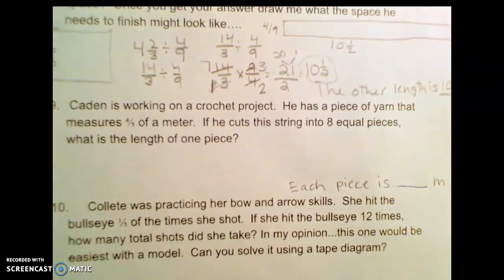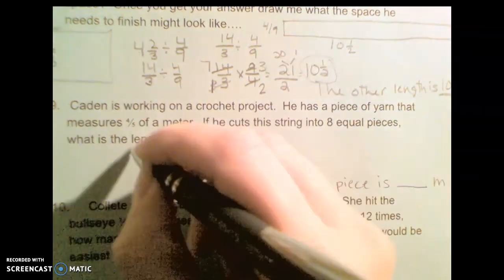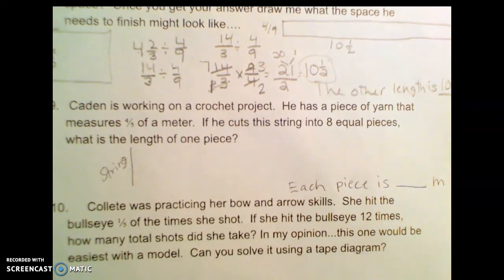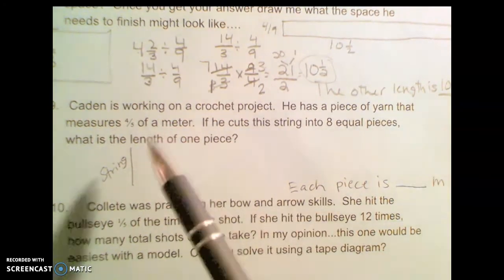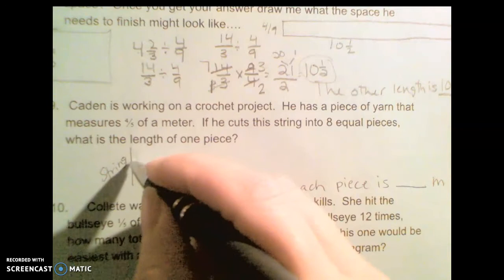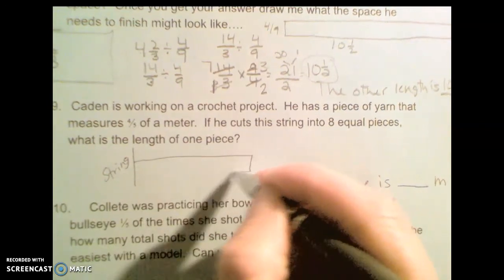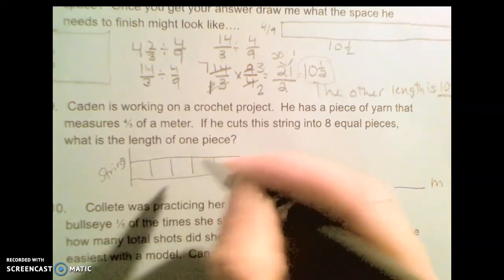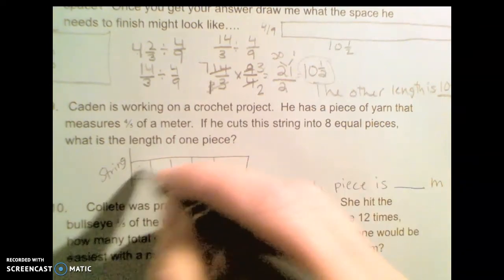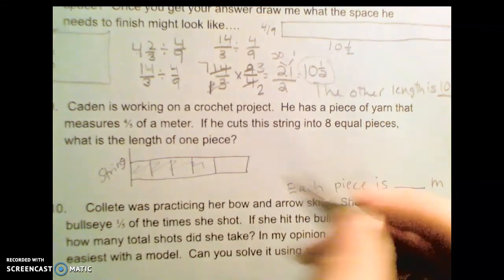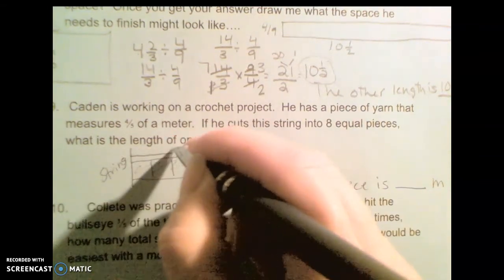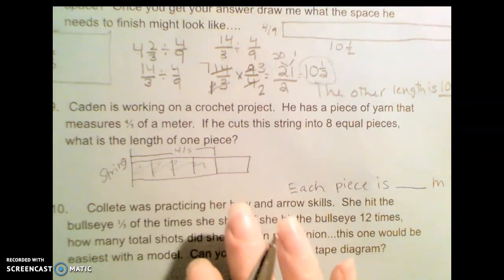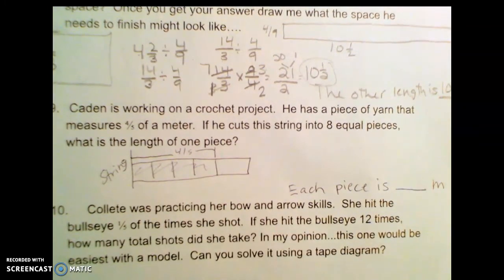Okay, so then who or what is this about? It's about a string. And what do I know about the string? I know that the string is 4/5 of a meter long. So I'm just going to model 4/5 here. So this is the amount that he has. And then he's going to cut it into 8 equal pieces.